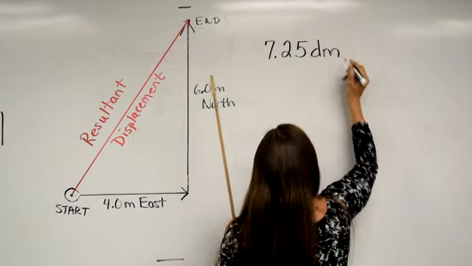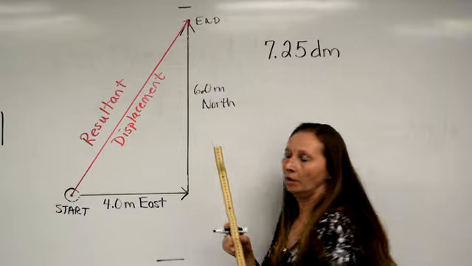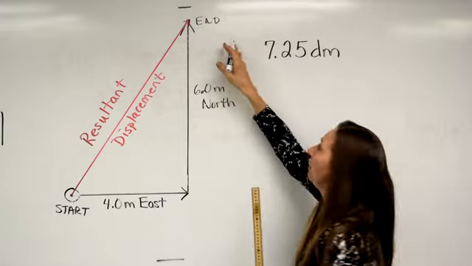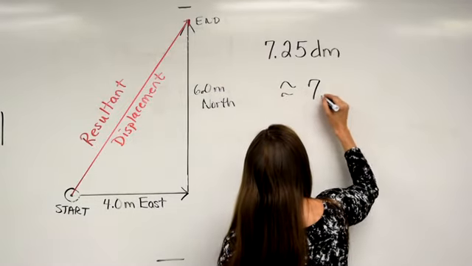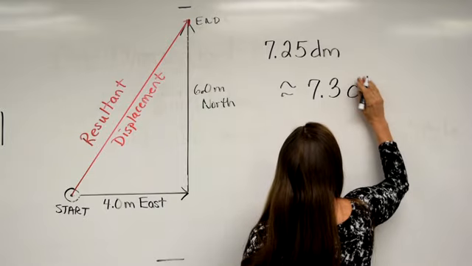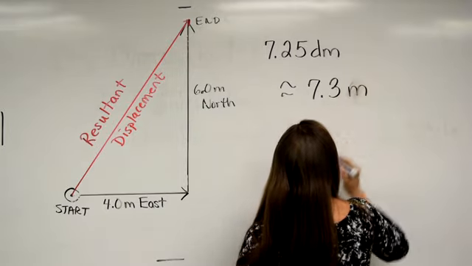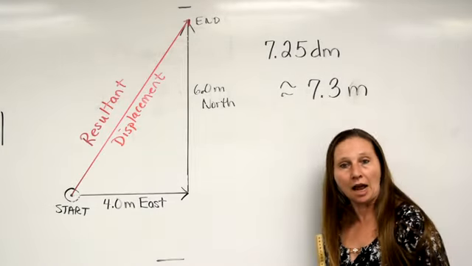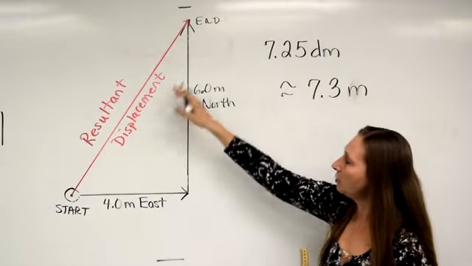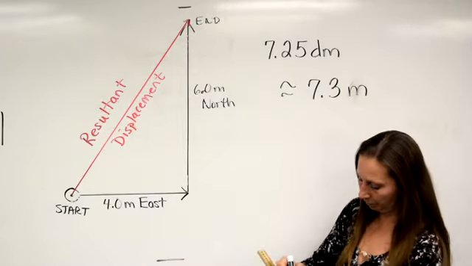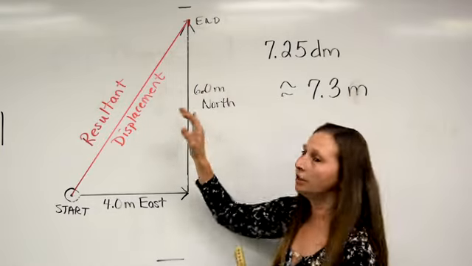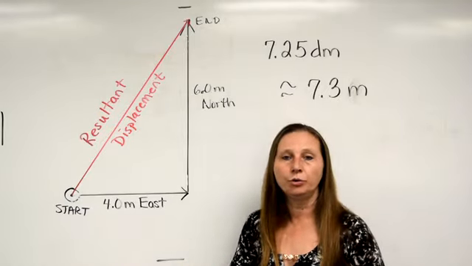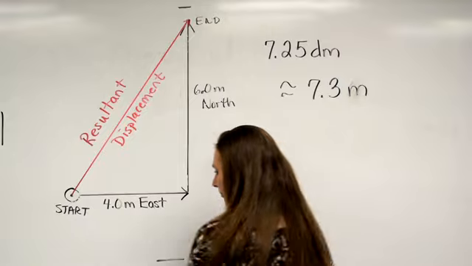7.25 decimeters. So that means that Jasmine's displacement, from my diagram, is approximately 7.3 meters. So far that's the displacement, and I hope that the drawing is fairly accurate so that my displacement is fairly accurate. Now, that's the analytical method using a diagram. We're now going to do it mathematically using the Pythagorean theorem. All right, here we go.